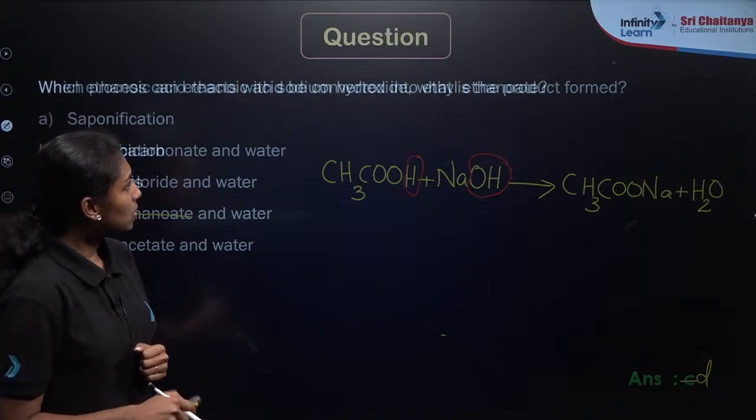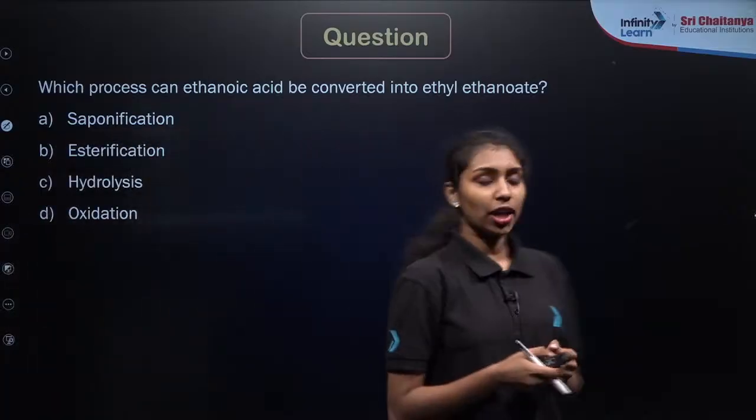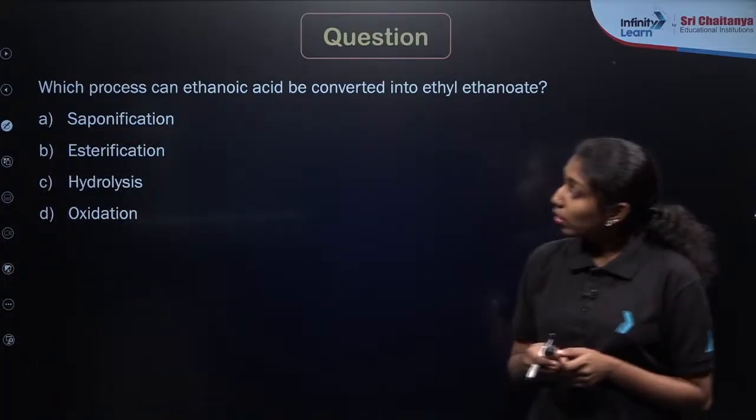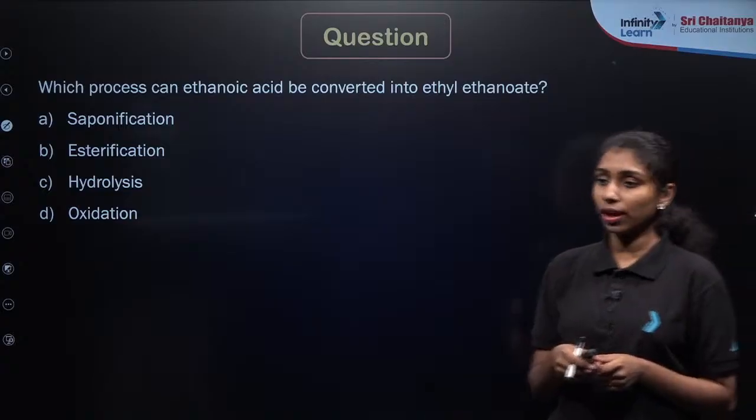Now we are moving to our next question. Read the question carefully. By which process can ethanoic acid be converted into ethyl ethanoate?